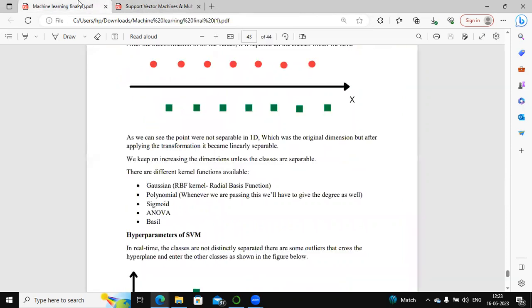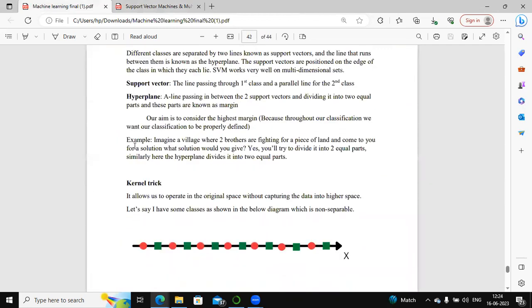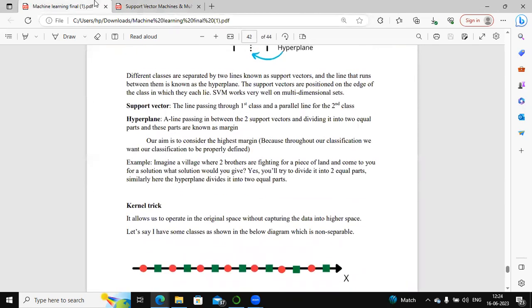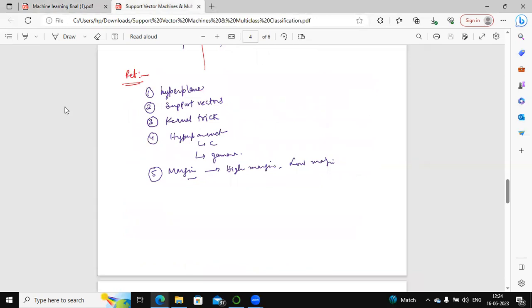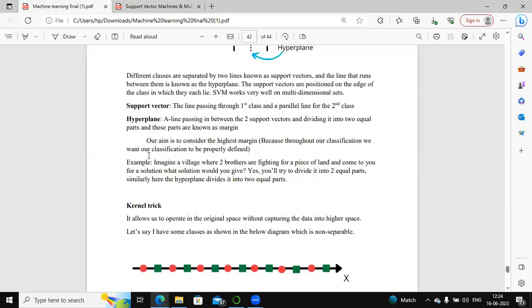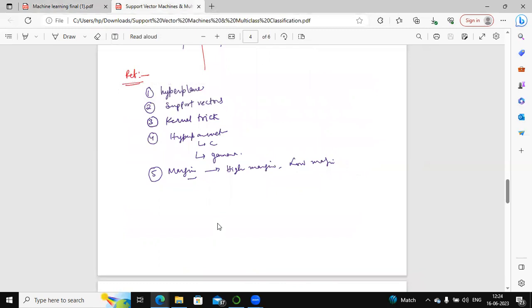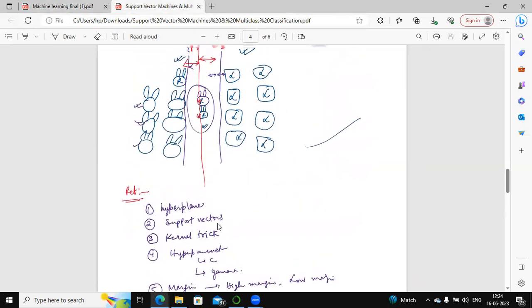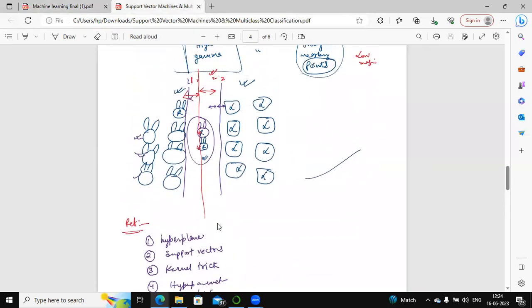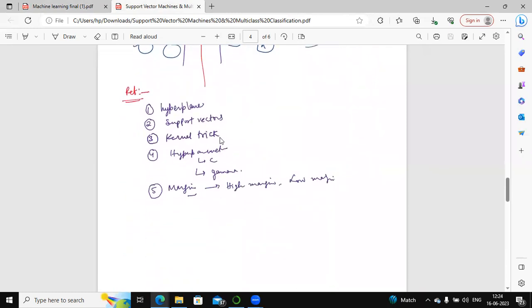So the hyperplane is the plane that passes in between the two support vectors. A support vector is a line passing through the first class and parallel to the second class, or a line passing through the classes at the edge of the classes. That is what we call a support vector.